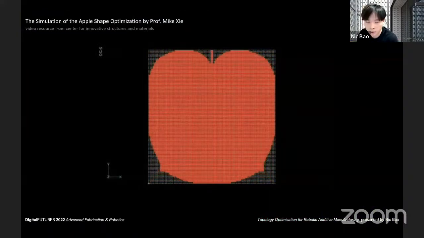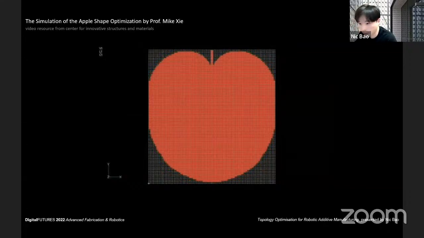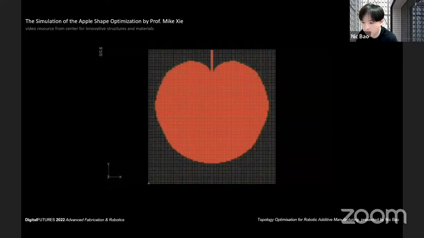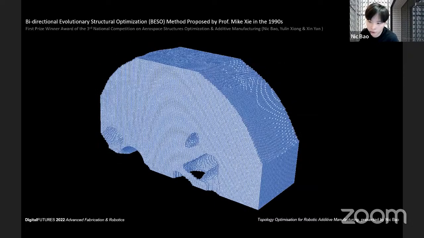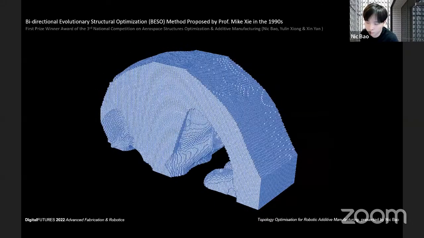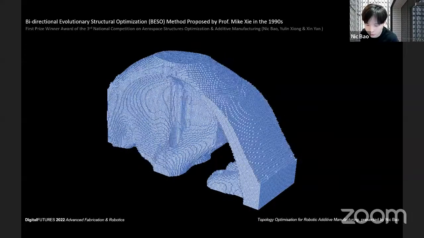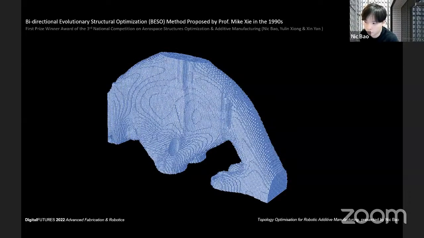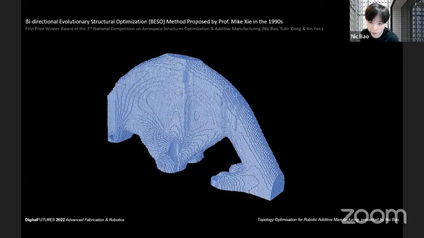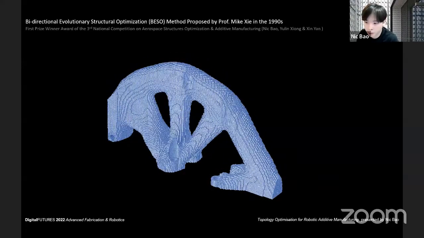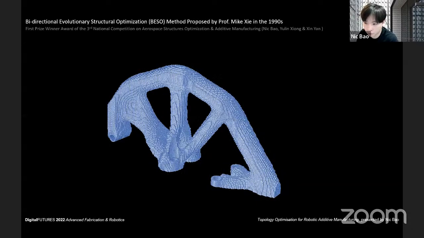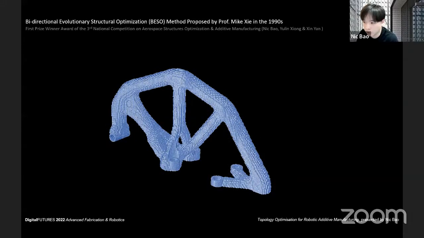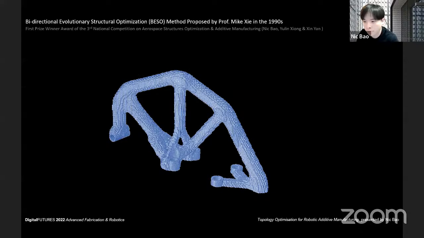Back in the early stage, the 1990s, Professor Mike Shea proposed this simulation of an apple shape optimization. Later on, he developed the BSO method, which is the most important topology optimization method in the world. For the structure designed by myself, Dr. Xinye and Yulin Xiong on the screen, we won the first prize using the BSO topology optimization method. You can see the material being removed step by step, while still keeping similar structural performance.